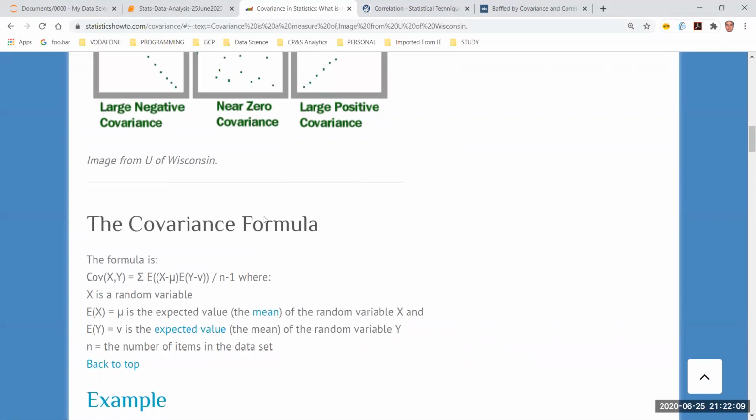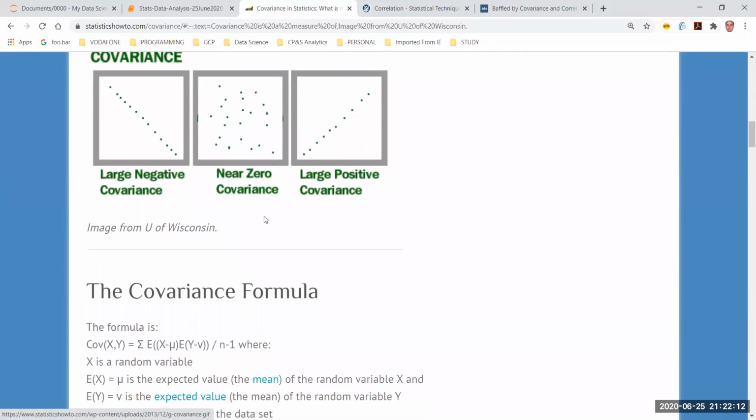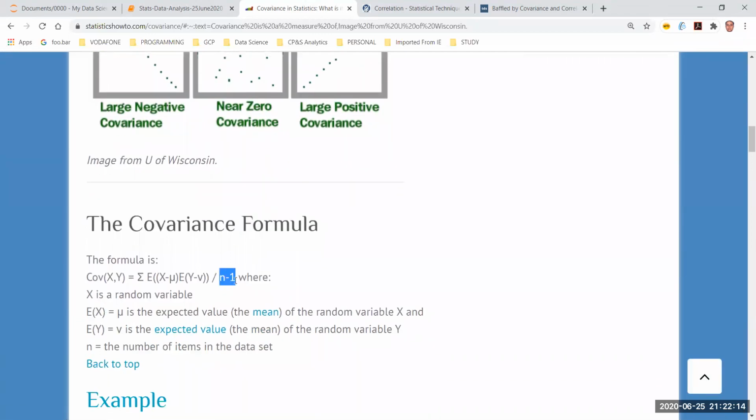Why did I divide it by n minus 1? Because this is a sample. Okay, variance we have already seen, right? In case of a sample, what do we do? We do Bessel's correction. So that's why we have n minus 1. So x is here a random variable. E of x minus mu, this part. Okay, E of x is the expected value, the mean of the random variable x. Mu is the expected value of the random variable x. And then we are simply subtracting the mean from that value.